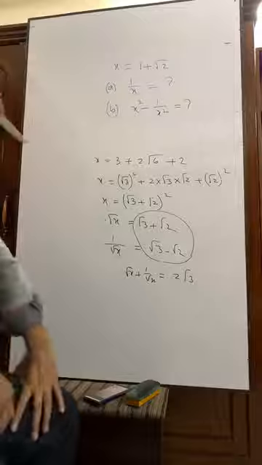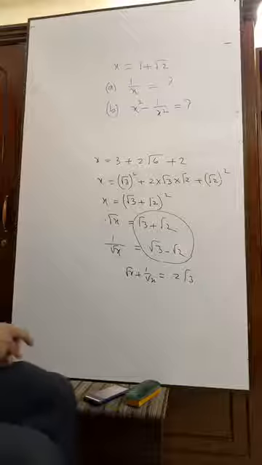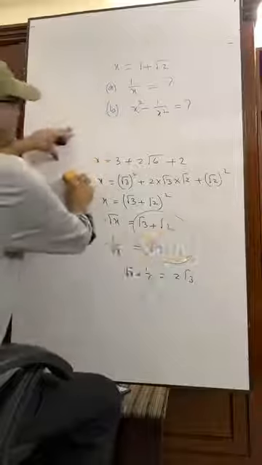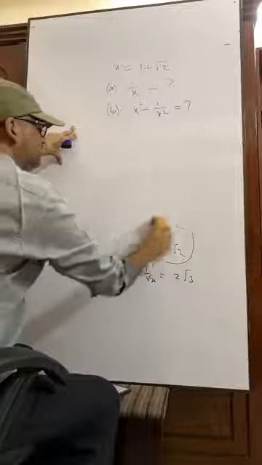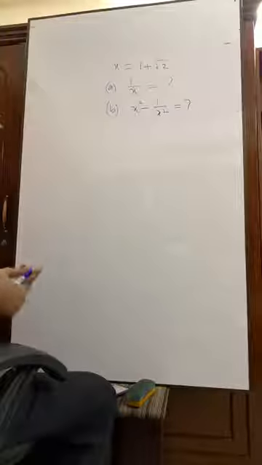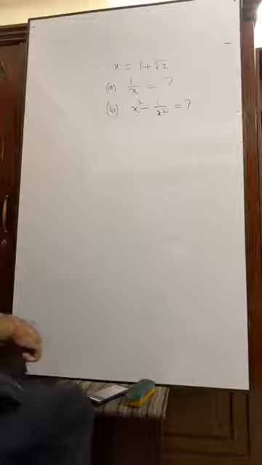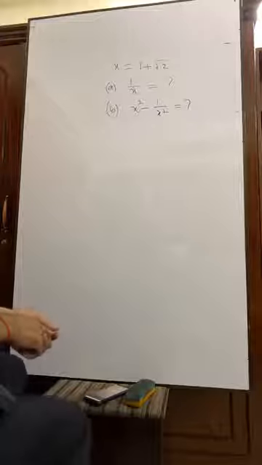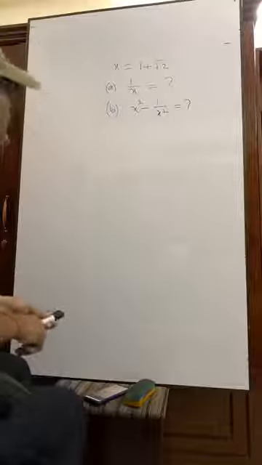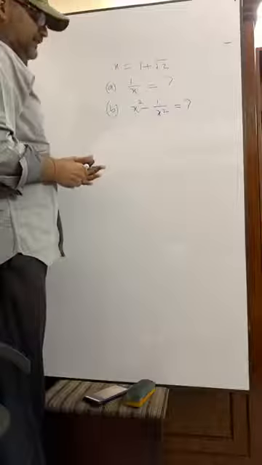Okay, what is the answer? I want to get the answer. x equals 1 plus root 2. What is the value of 1 by x? None of you can do it? x equals 1 plus root 2. What is the value of 1 by x? I know many of you will have the answer as 1 minus root 2, but that is not it.